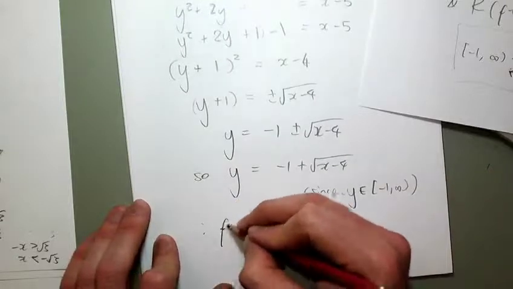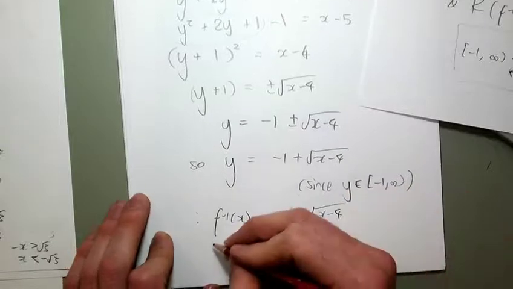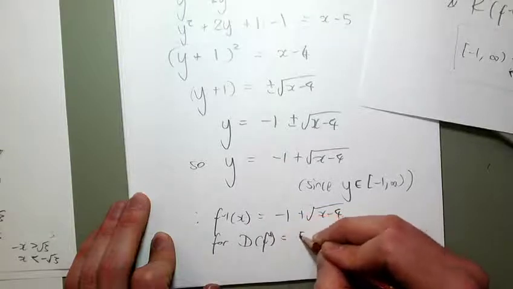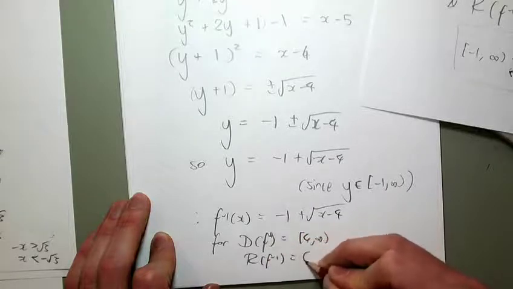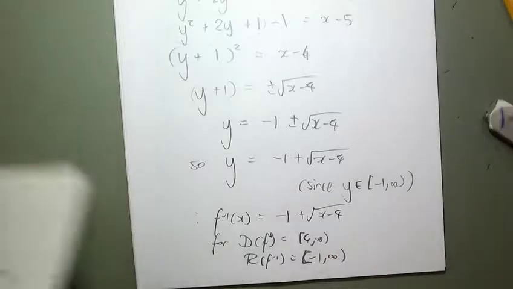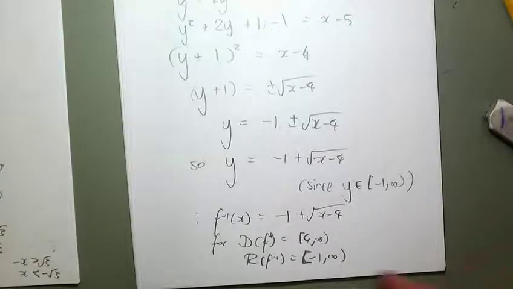And so therefore f inverse x is actually minus 1 plus root x minus 4, with the domain of f inverse being 4 to infinity and the range of f inverse being minus 1 to infinity. And that's the final answer for that question. Now, that'll do for that, I think. So that was both sort of domain and ranges and finding inverses when it's a little bit tricky.